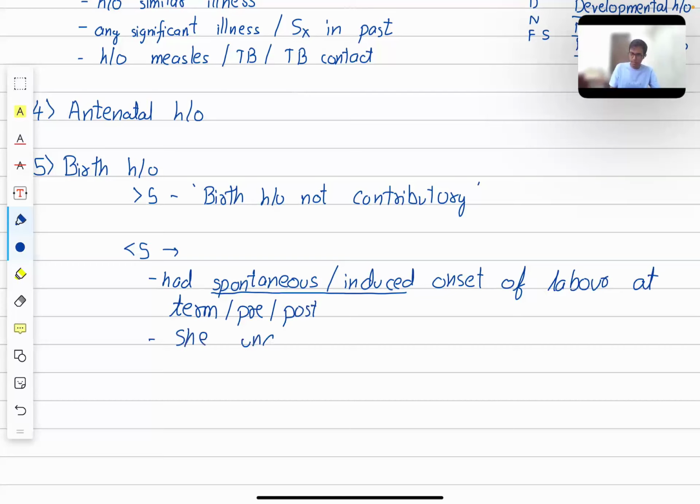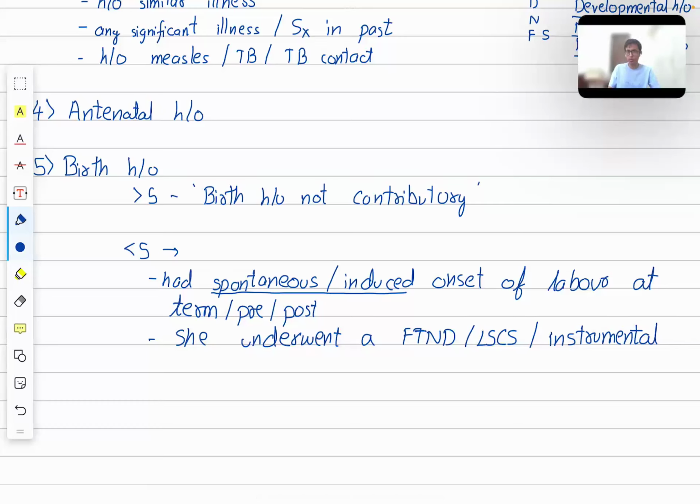She underwent a full-term normal delivery, or it could be a case of cesarean section or an instrumental delivery. Instrumental delivery is one where we use forceps or ventouse to deliver the baby. In these cases, you need to mention the indication for which a cesarean or instrumental delivery was done. So you add this was done in view of whatever be the indication.